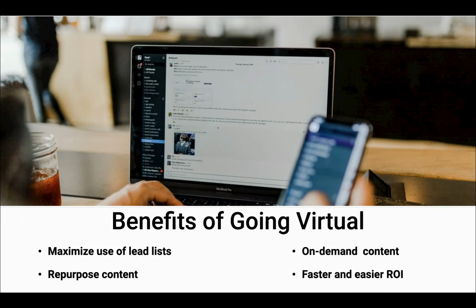So one of the great benefits about going virtual is maximizing the use of our lead list. We're able to heavily lean on our familiar databases and lead lists that we were already using. So for example, take that email list that you always use to promote your in-person physical event.